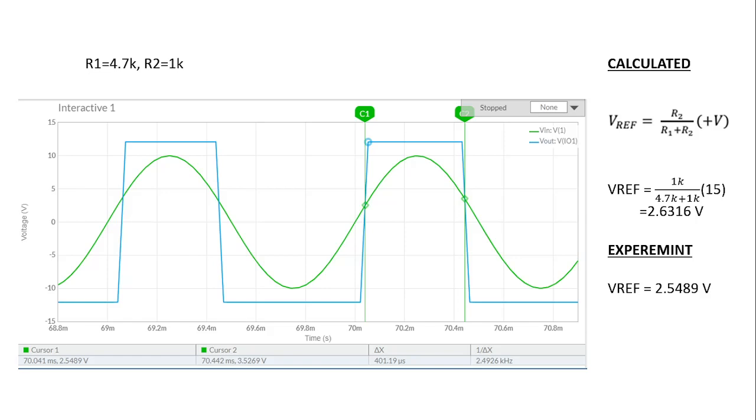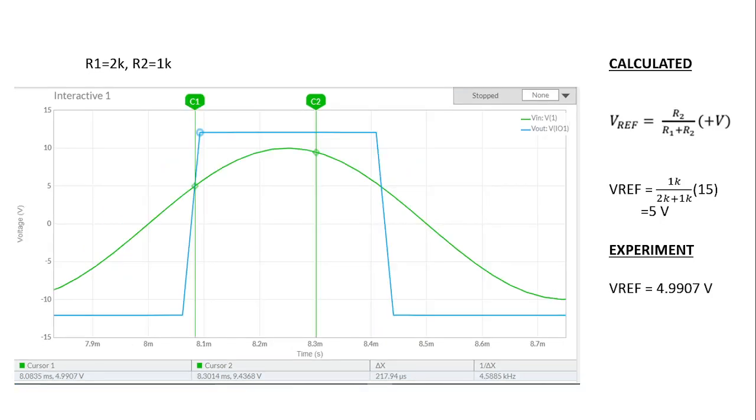As we calculate it, the VREF is equal to 2.6316 volt, and at the output signal we can get VREF at the cross line, which is V input and V output. When they cross, they have a cross point, and that is the VREF. So in this situation, the VREF is 2.5489 volt.